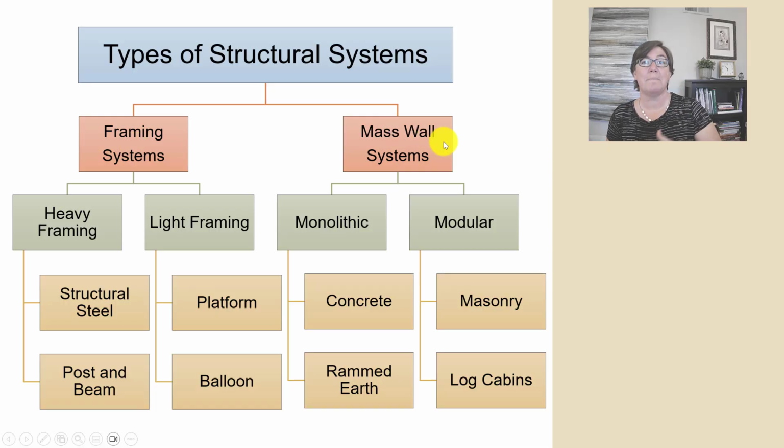Moving over to the mass wall side, you can have monolithic or modular. Monolithic means it's all one giant piece, and modular means a whole bunch of smaller pieces working together. So looking at monolithic mass wall systems, you can have concrete, or very uncommon, rammed earth. And over on the modular side, you can have masonry, which is far more common, and log cabins would also fall under this system.